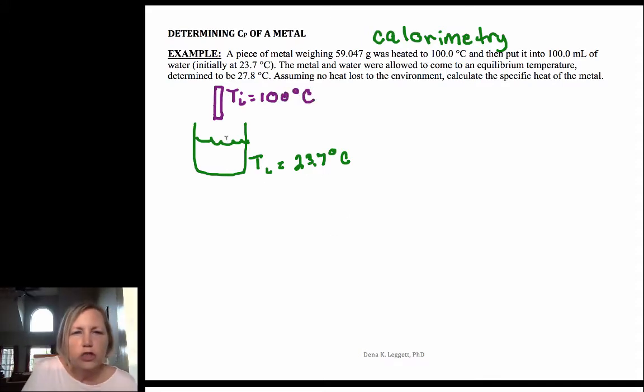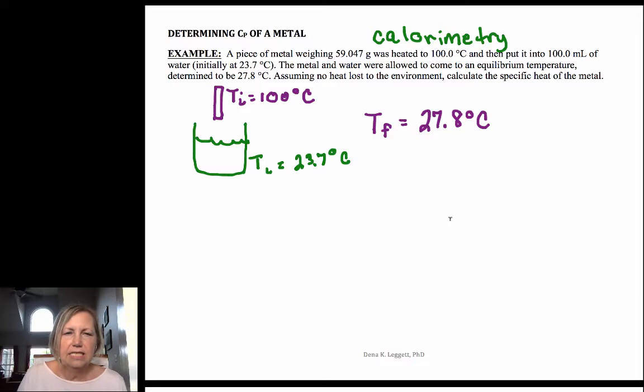Okay, and I'm going to drop that metal into the water. And when I do, they're going to reach thermal equilibrium. We'll have a final temperature for both of them, in this case 27.8 degrees Celsius. Now I want you to notice something. Notice that the metal had a bigger change in temperature than water.